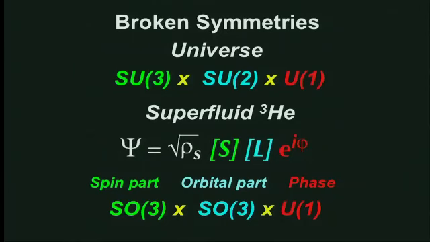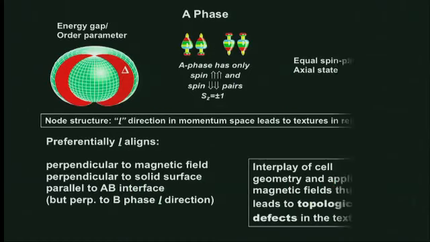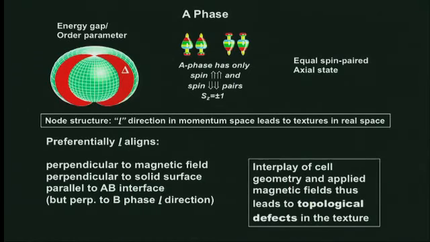Okay, so it's all about broken symmetries. I think everybody in this room knows more about the top part than I do. What I do know about is superfluid helium-3. It's a symmetry-breaking phase transition. The order parameter wave function has a phase. The orbital angular momentum chooses a direction, and the spin part of the wave function chooses a direction. Okay. This is how we talk about the A phase and the B phase.